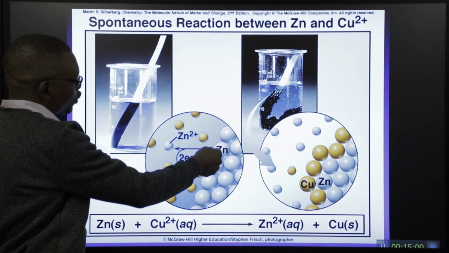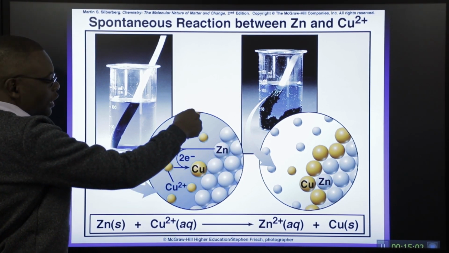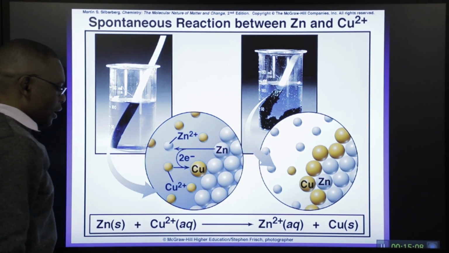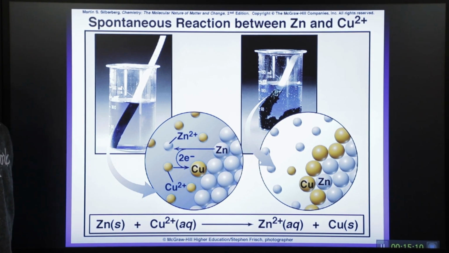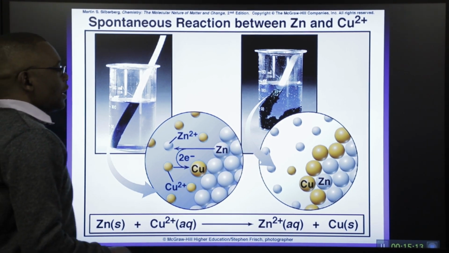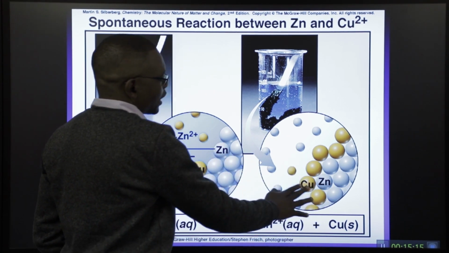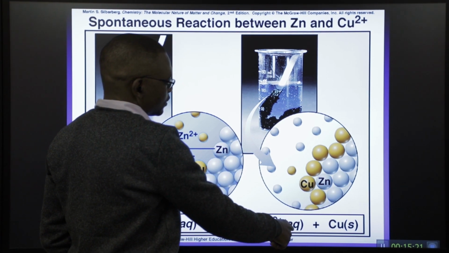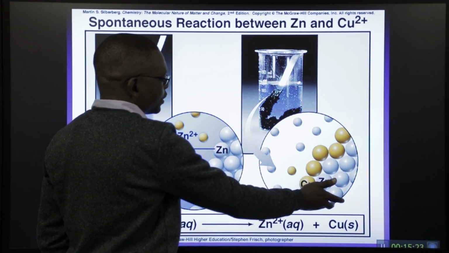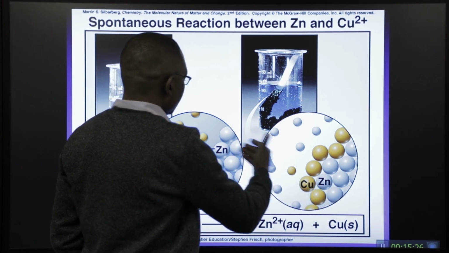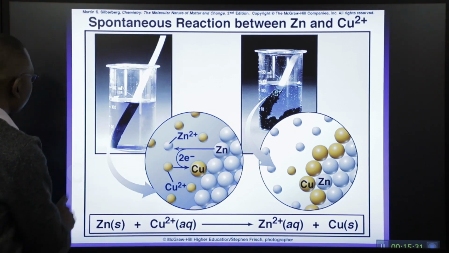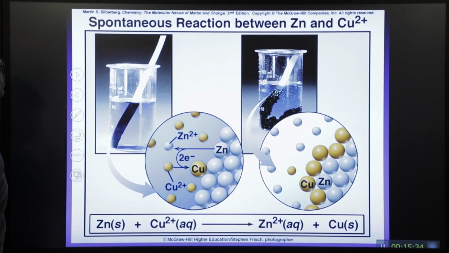So what is actually happening is that the zinc is losing electrons into the solution, and those electrons are picked up by copper, and copper becomes solid particles. While the copper is picking up electrons and becoming a solid, the zinc goes into the solution. Okay, so this is a typical representation of a spontaneous reaction between zinc and copper.